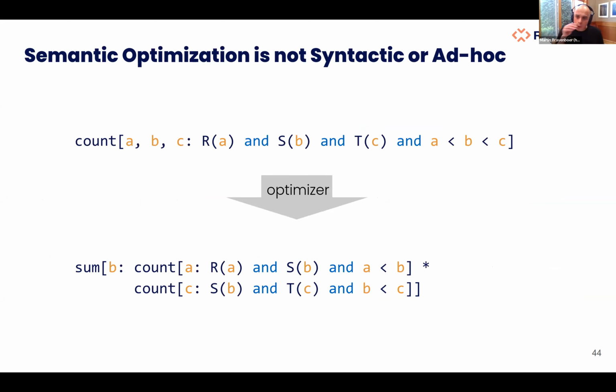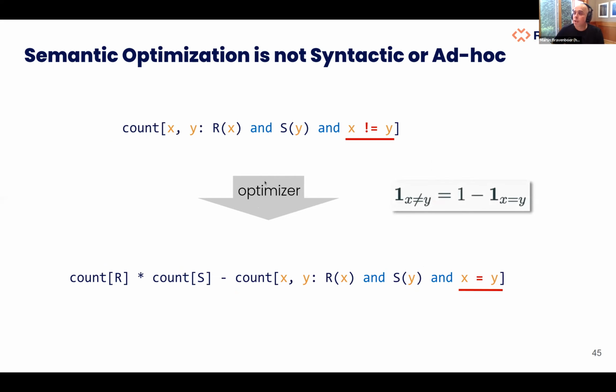Now, this is not ad hoc. It's very important to understand. We have a deep semantic understanding of the logic that's being compiled, and this is not syntactic or based on pattern matching or something like that. For example, if I do a count of R, S, and T, but I add a condition that makes these things somewhat dependent, then that is still compiled into a correct decomposition where you consider B less than C and A less than B, and still have an optimization that optimizes it as far as it can, considering the dependencies that do exist between these variables.